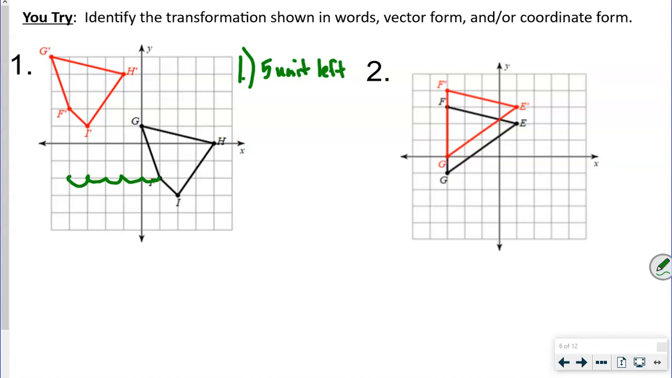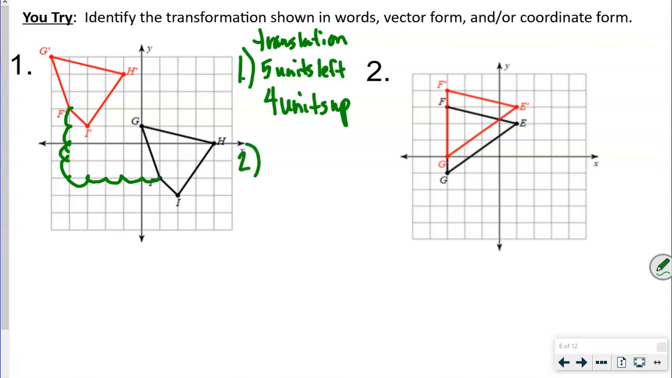And this is translation, right? Translation. 5 units left. And then what? 1, 2, 2, 3, 4. 4 units up. Right? Okay, remember, we're always going from F to F prime, from something that doesn't have the tick mark to something that does. Okay, so then we're going to talk about the coordinate form.